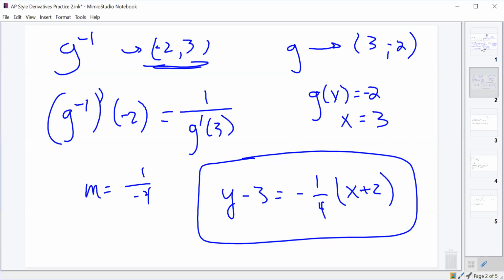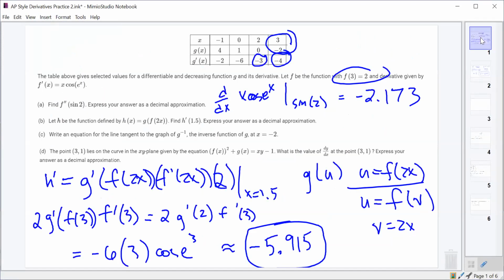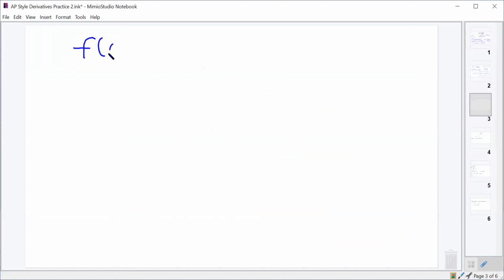All right, part D is then asking us about this new implicitly defined equation, f of x squared plus g of x equals xy minus 1. So let's find dy/dx for that at the point (3, 1). So we've got f of x squared plus g of x equals xy minus 1.